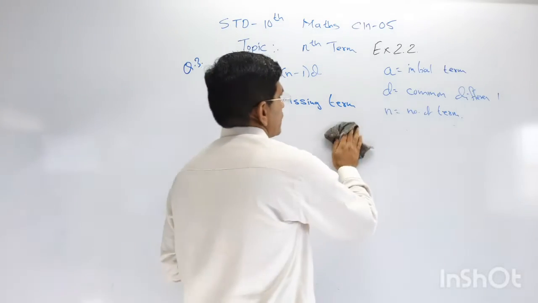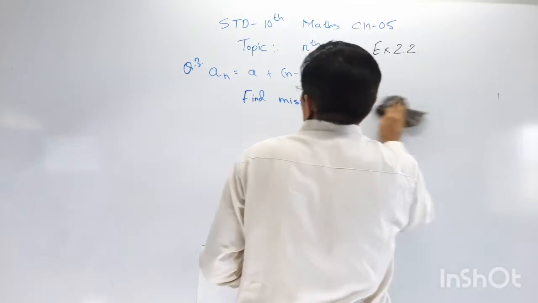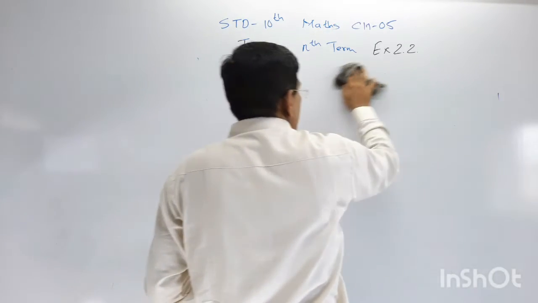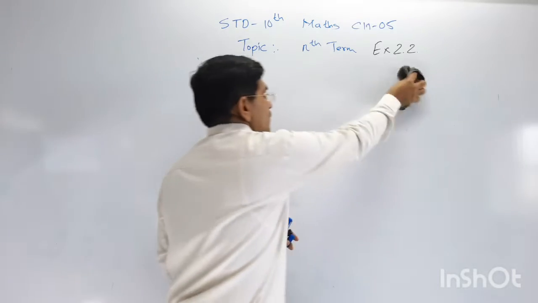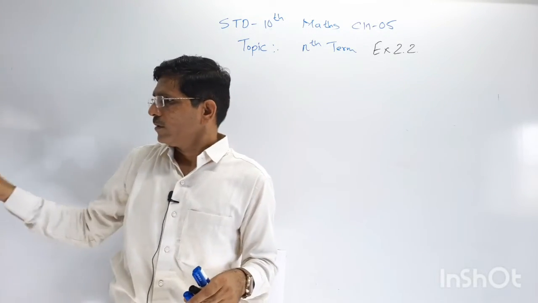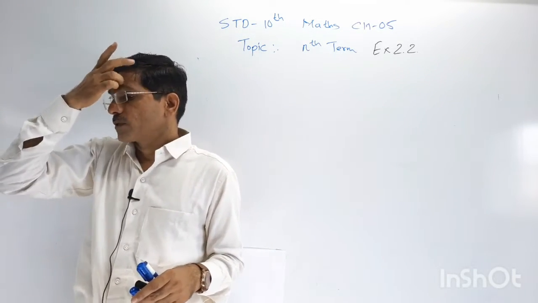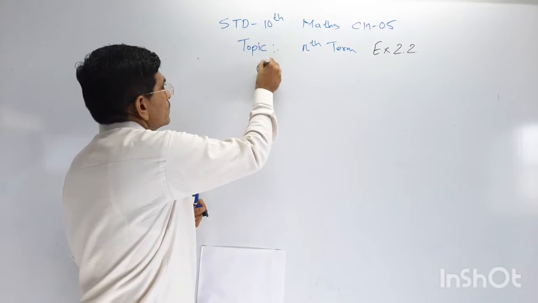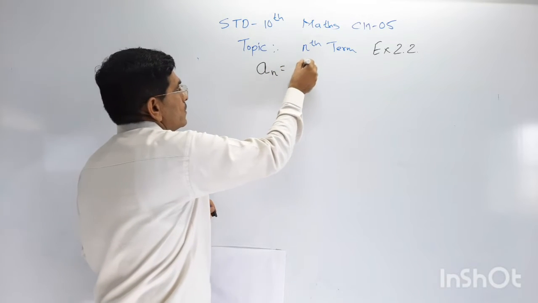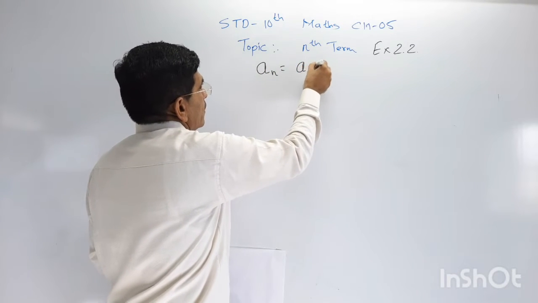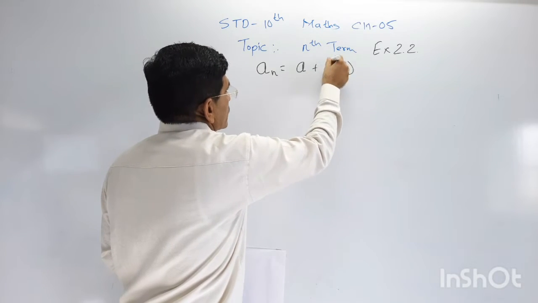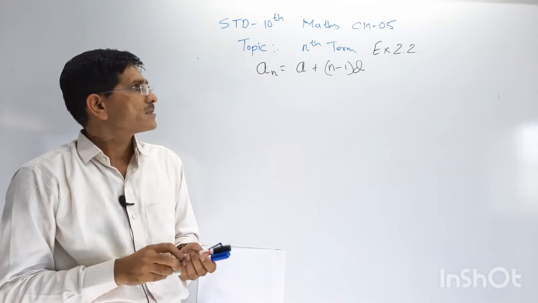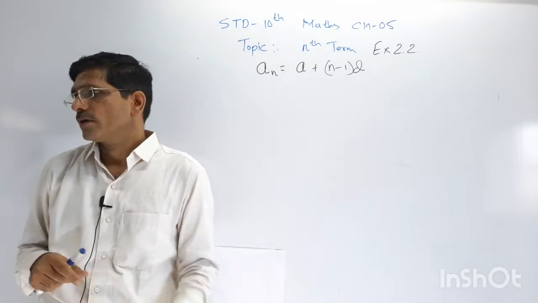So always remember that, always use the formula, that is an is equal to a plus n minus 1 d. We have to use this formula, an is equal to a plus n minus 1 d. A means initial term, d means difference, n means number of terms.